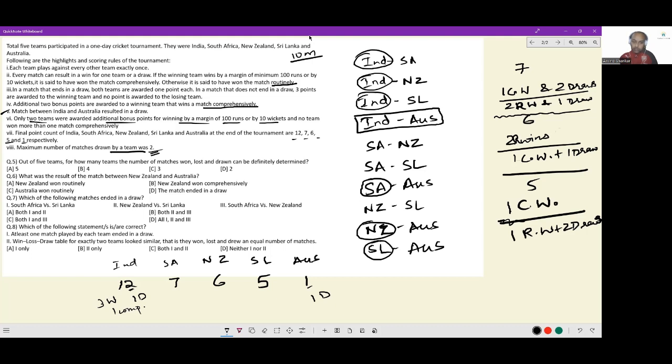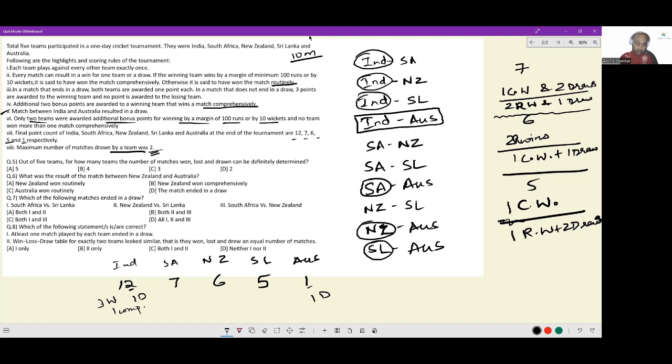India is not the team that has 2 draws. Australia is not the team that has 2 draws. And the draw that India and Australia have is with each other. So if South Africa is the team that is getting 2 draws, it will be with New Zealand and Sri Lanka. If Sri Lanka is the team that is having 2 draws, it will be with New Zealand and South Africa.